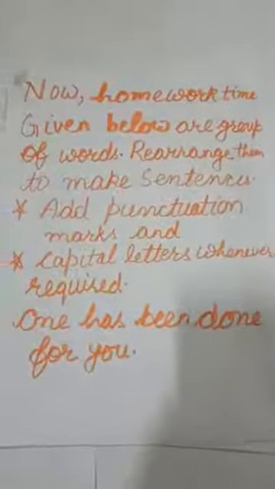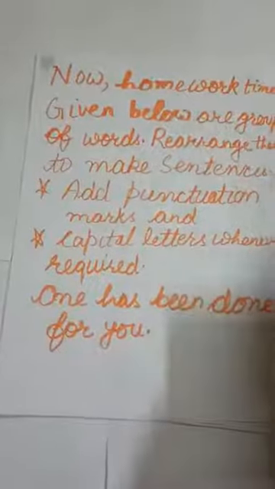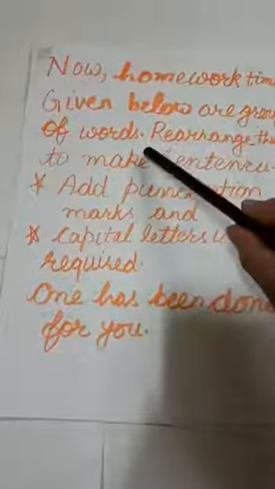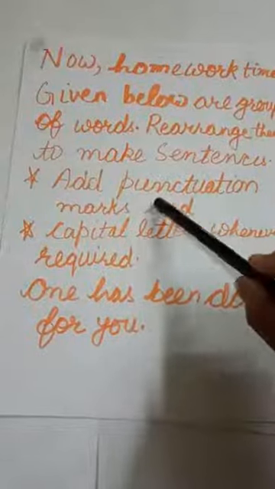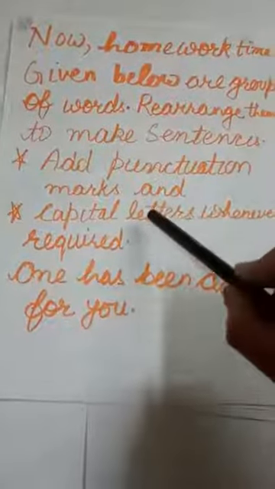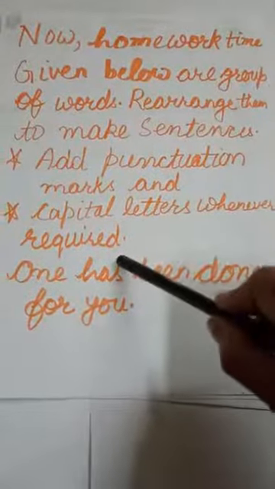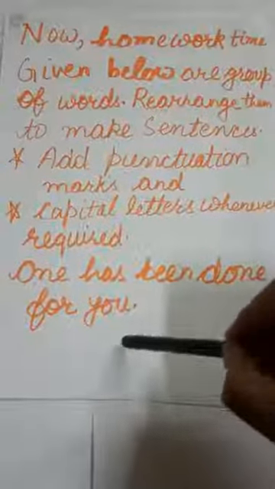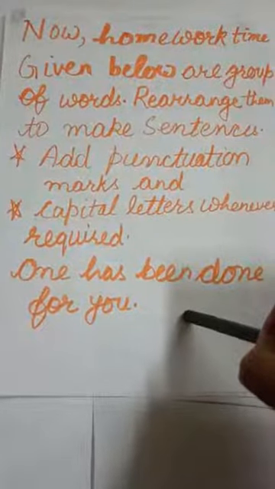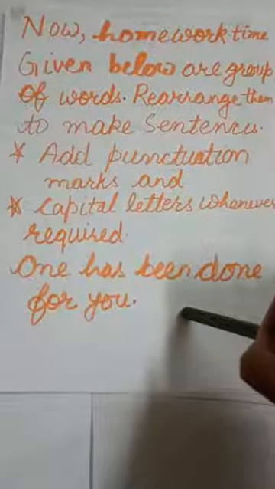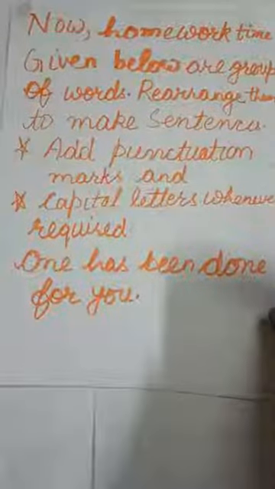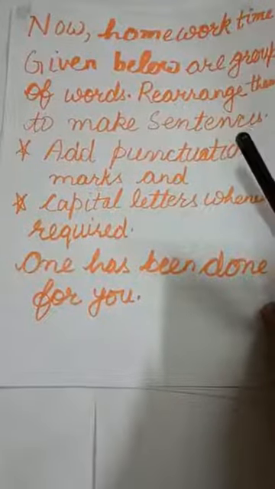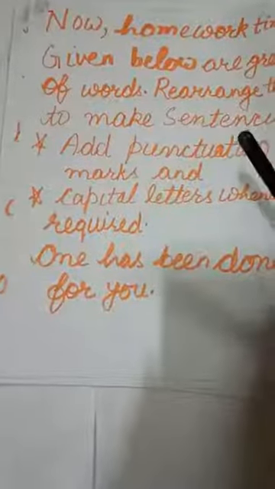Now I am assigning you some work. Now homework time. Given below are groups of words. Rearrange them to make sentences. Add punctuation marks and capital letters whenever required. One has been done for you. I am giving you a few groups of words and you have to arrange those words to make a sentence. You have to take care of putting punctuation marks, and whenever needed, put capital letters. One example, I am just showing you how you have to do it.